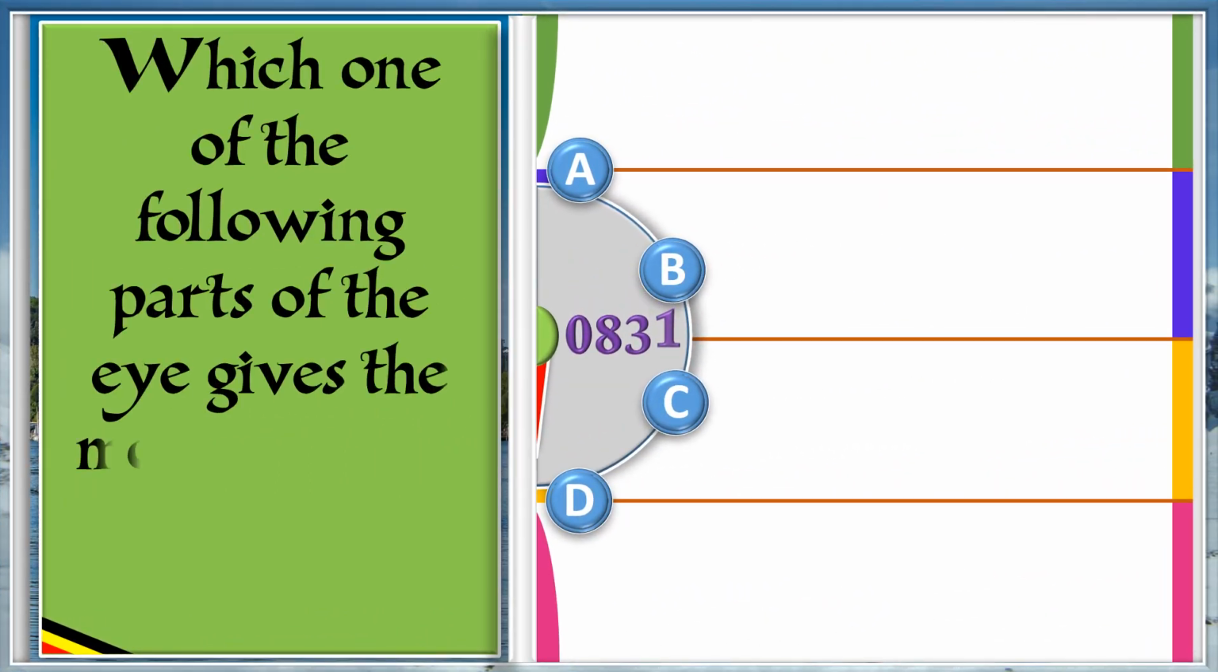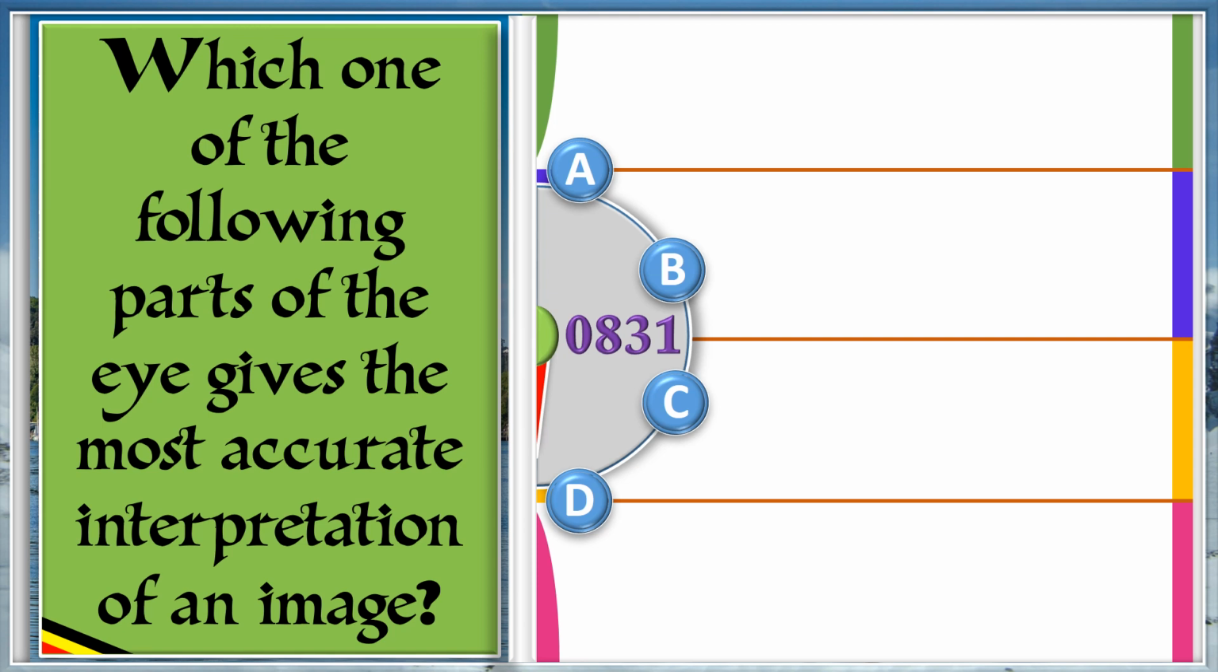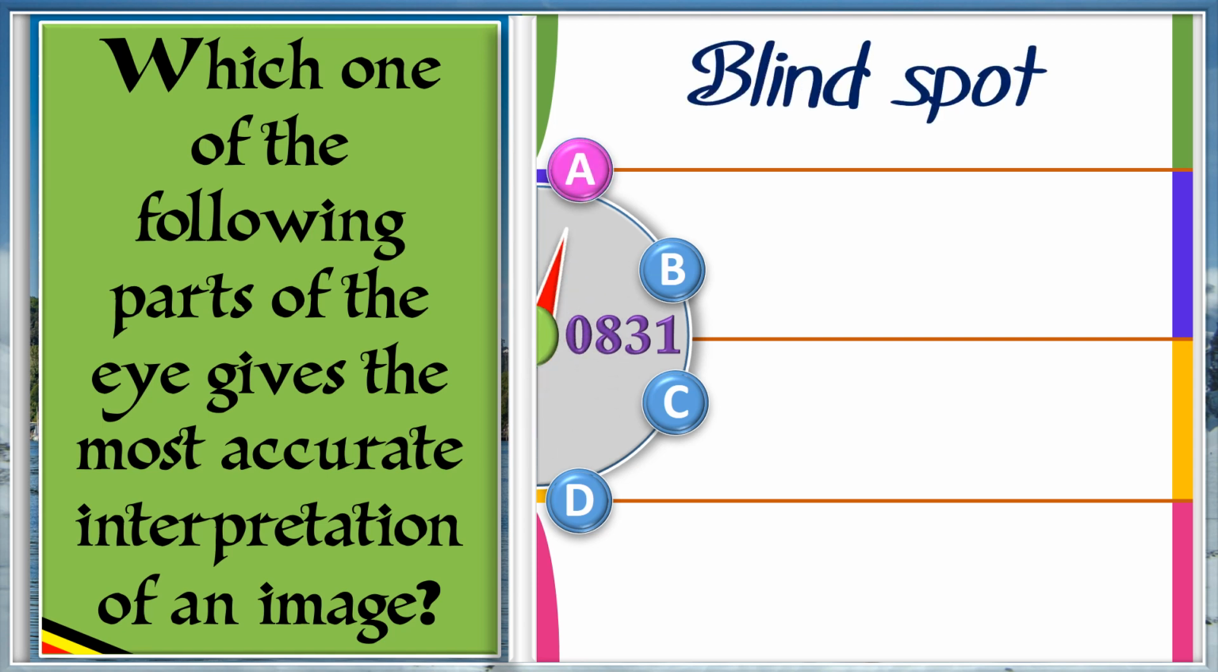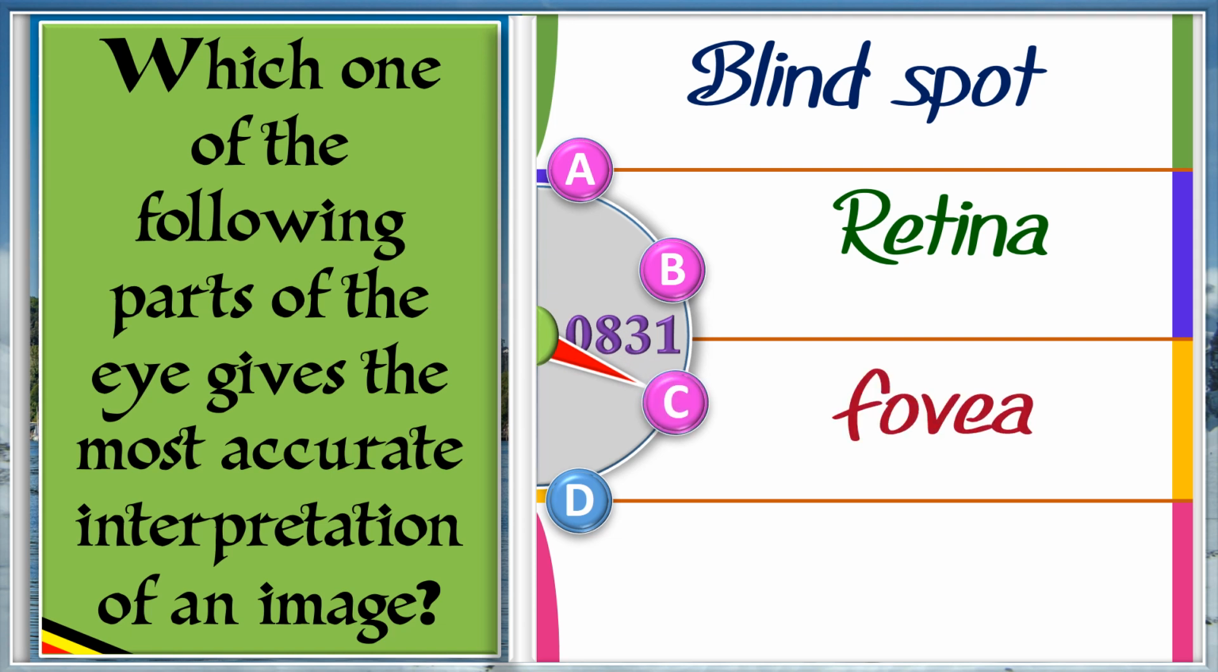Which one of the following parts of the eye gives the most accurate interpretation of an image? A. Blind spot. B. Retina. C. Fovea. D. Lens. And the answer is B, retina.